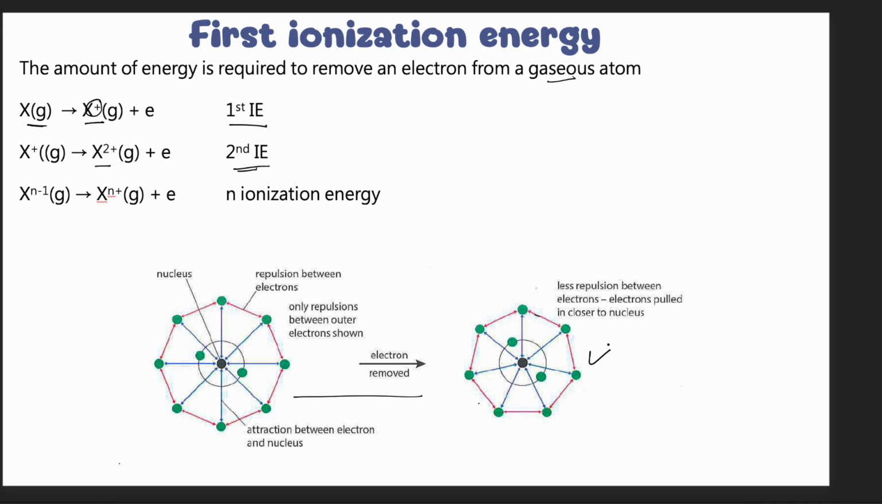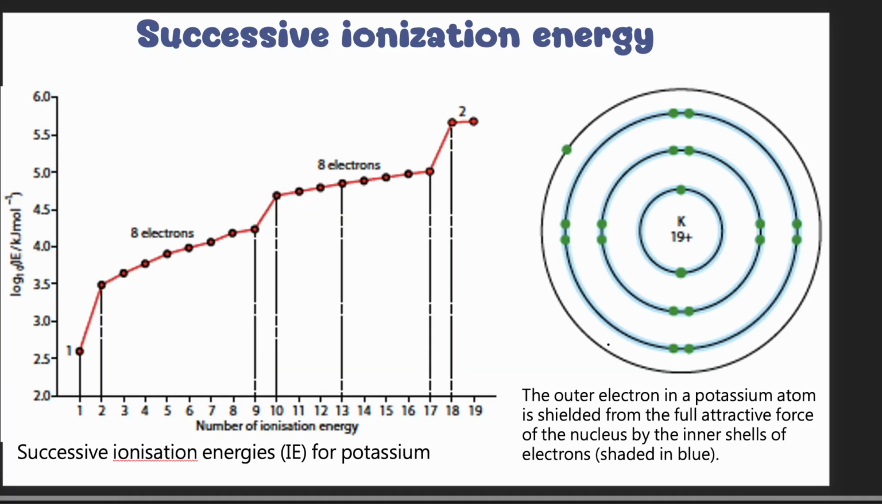That's why the fourth is higher than the third, which is higher than the second, which is higher than the first ionization energy. And this one also is affected by the atomic radius, right? So when you remove the electron, the radius becomes smaller, so the attraction becomes bigger. All right, successive ionization energy.